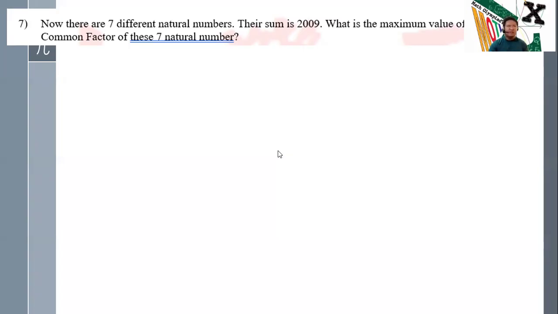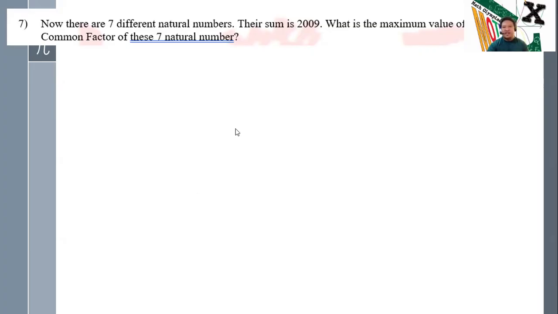In your school level, maybe there's a longer solution. That's why we're learning the shorter ones, but we need to understand that too. I'm hoping you're understanding the formulas here. Okay, let's go with number 7.